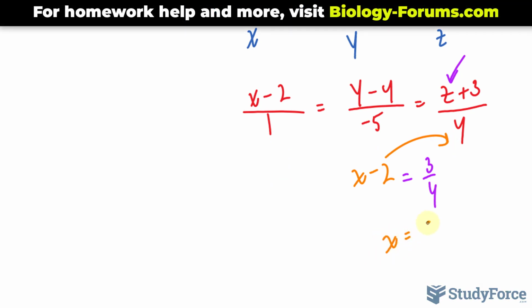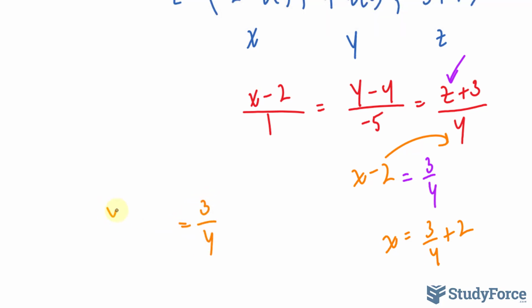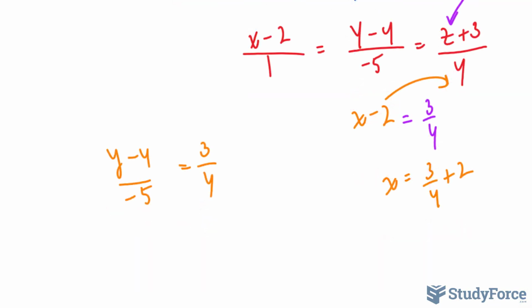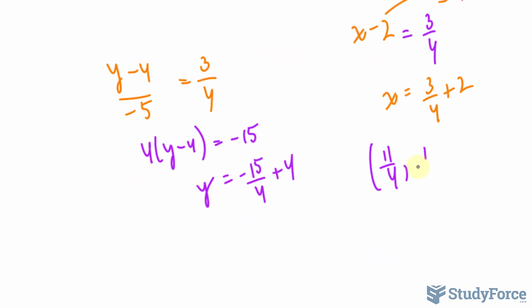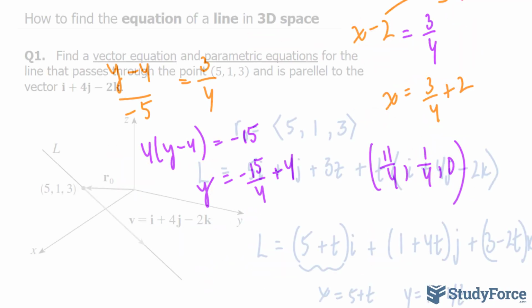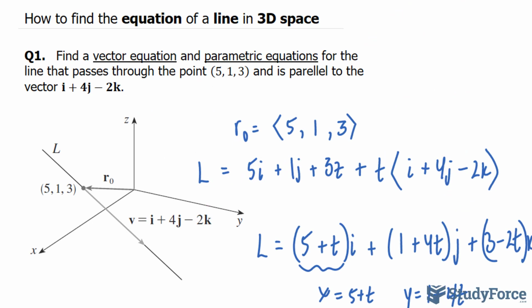X is equal to 3 over 4 plus 2. And for y, we'll write down 3 over 4 equals y minus 4 over negative 5. Cross multiply, we have 4y minus 4 is equal to negative 15. Solving for y, this should give you an x value of 11 over 4 and a y value of 1/4. And there you have it. That's how to find the equation of a line in 3D space.